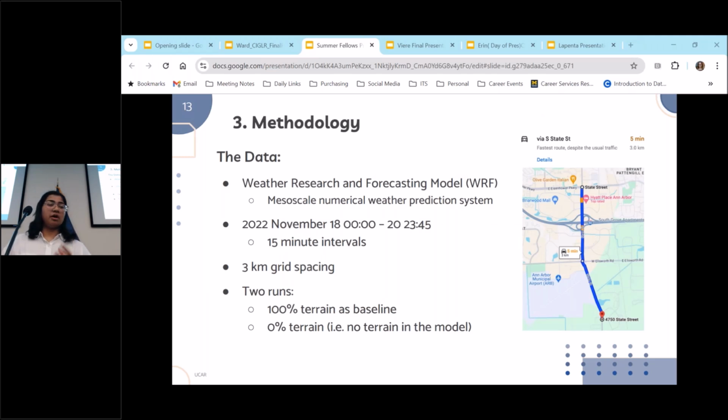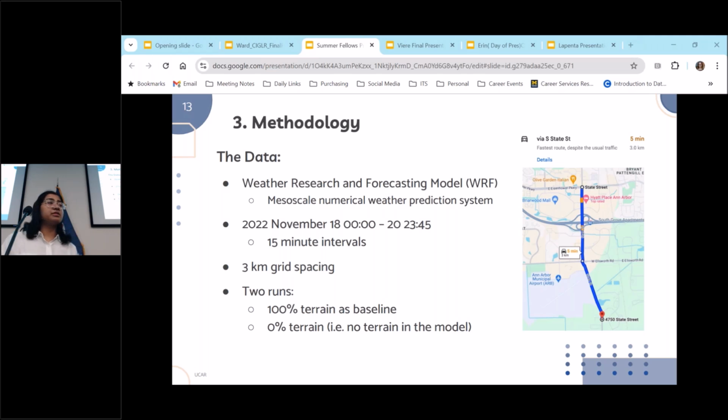So our model data came using the Weather Research and Forecasting Model, or WRF for short. This is a mesoscale numerical weather prediction system created by UCAR. We modeled specifically from the 18th to the 20th in 15-minute intervals. And our model had a 3-kilometer grid spacing, which is run from here all the way to Briarwood Mall.